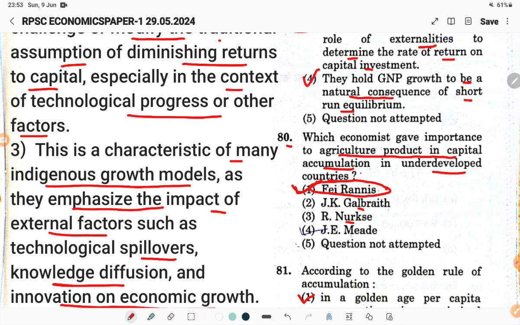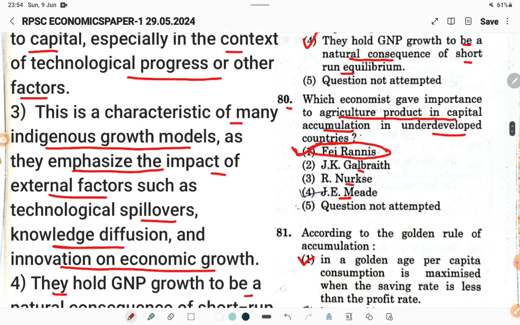And now J.E. Meade, James Edward Meade, made significant contributions to international trade theory and economic policy. His work also did not specifically emphasize agriculture's role in capital accumulation in underdeveloped countries. So that's all about the four options, and the first, Fei-Ranis, will be the right answer to this question.